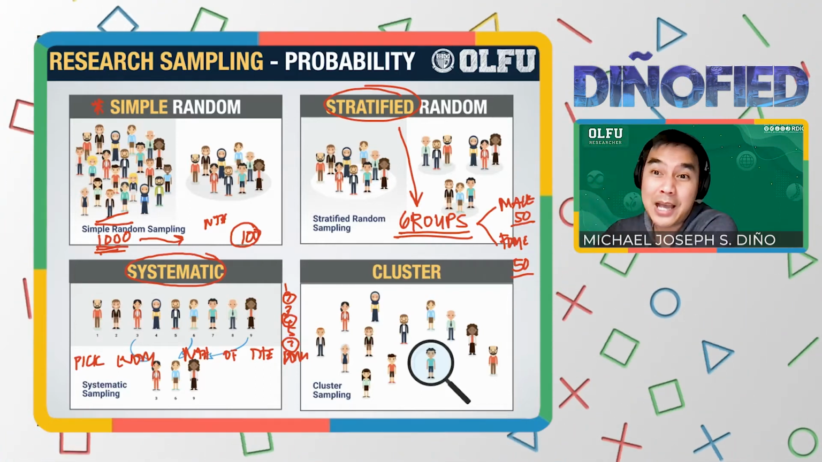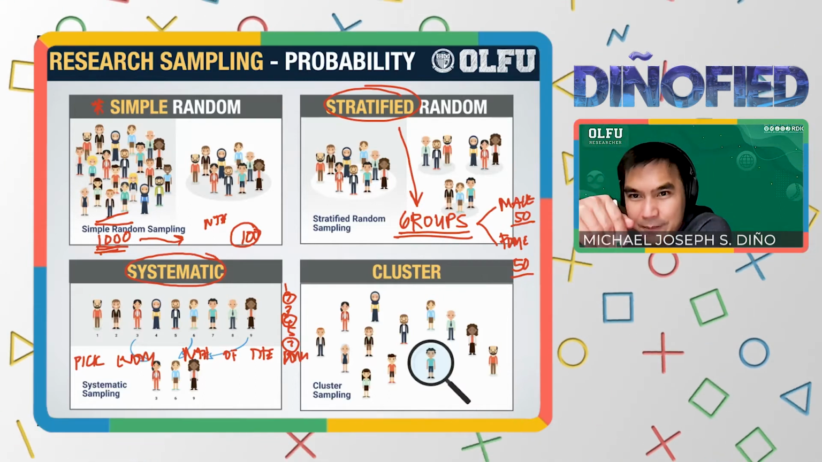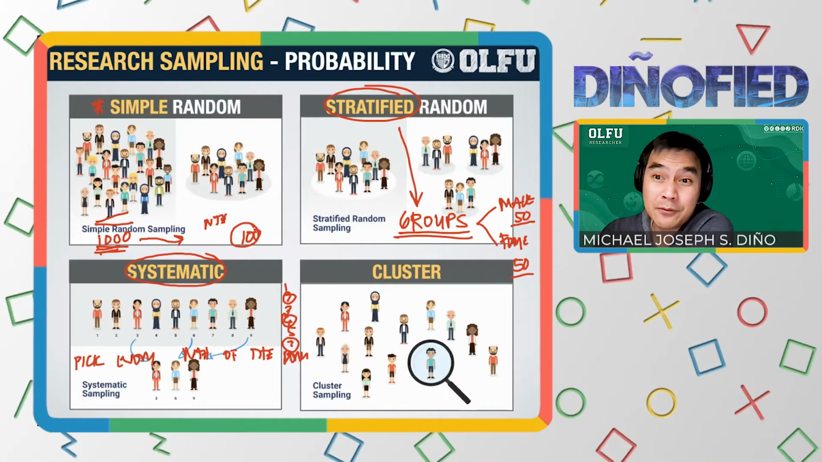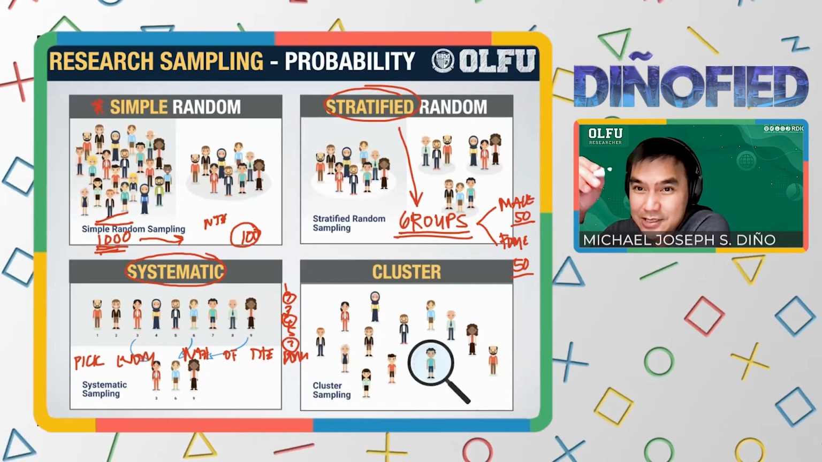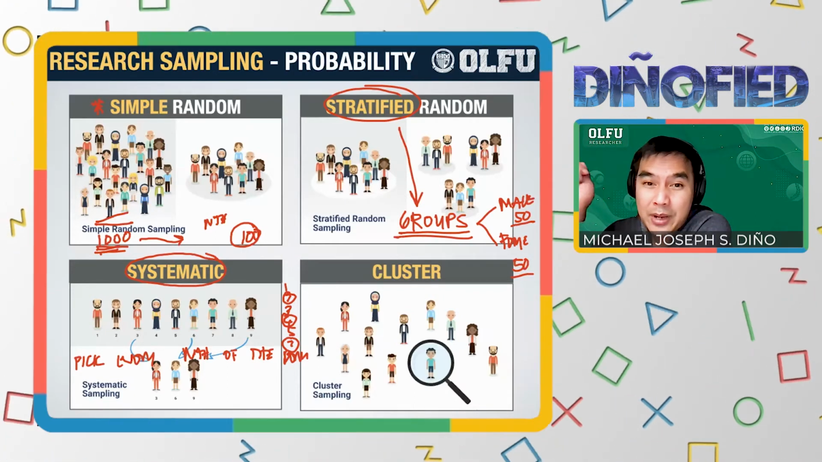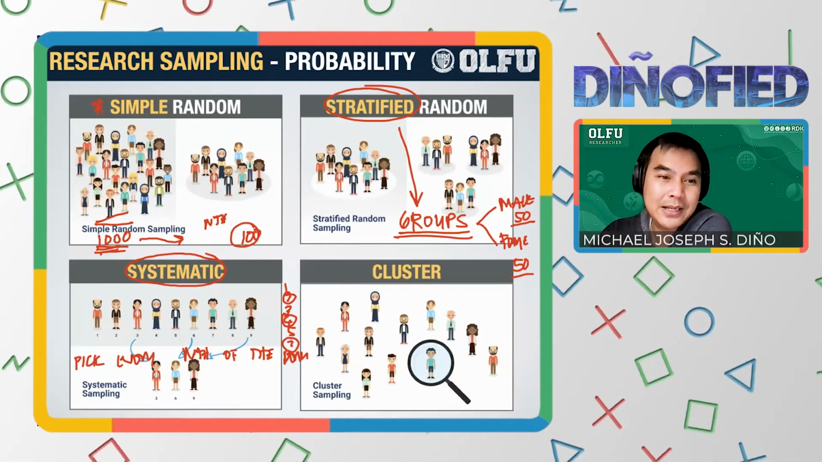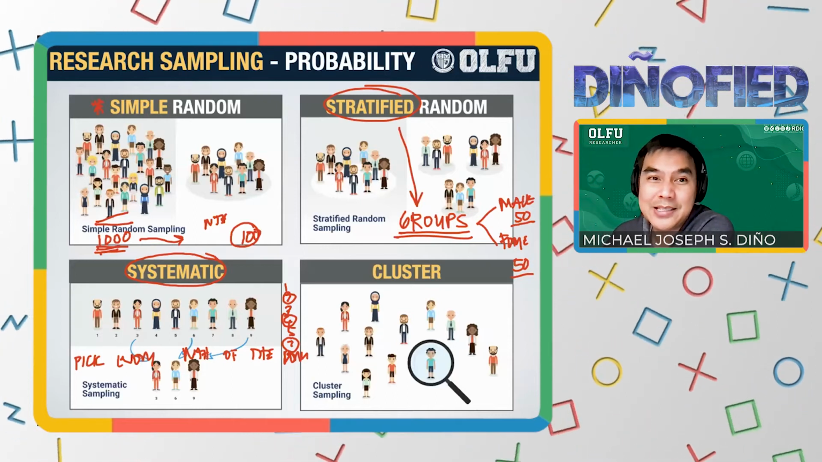O kaya every 100. Ililista nyo siya. O kaya, for example, if you have your phone directory, so nakalista yon. So pipiliin nyo yung every 20 or every 50, every 100. So that makes it systematic sampling.